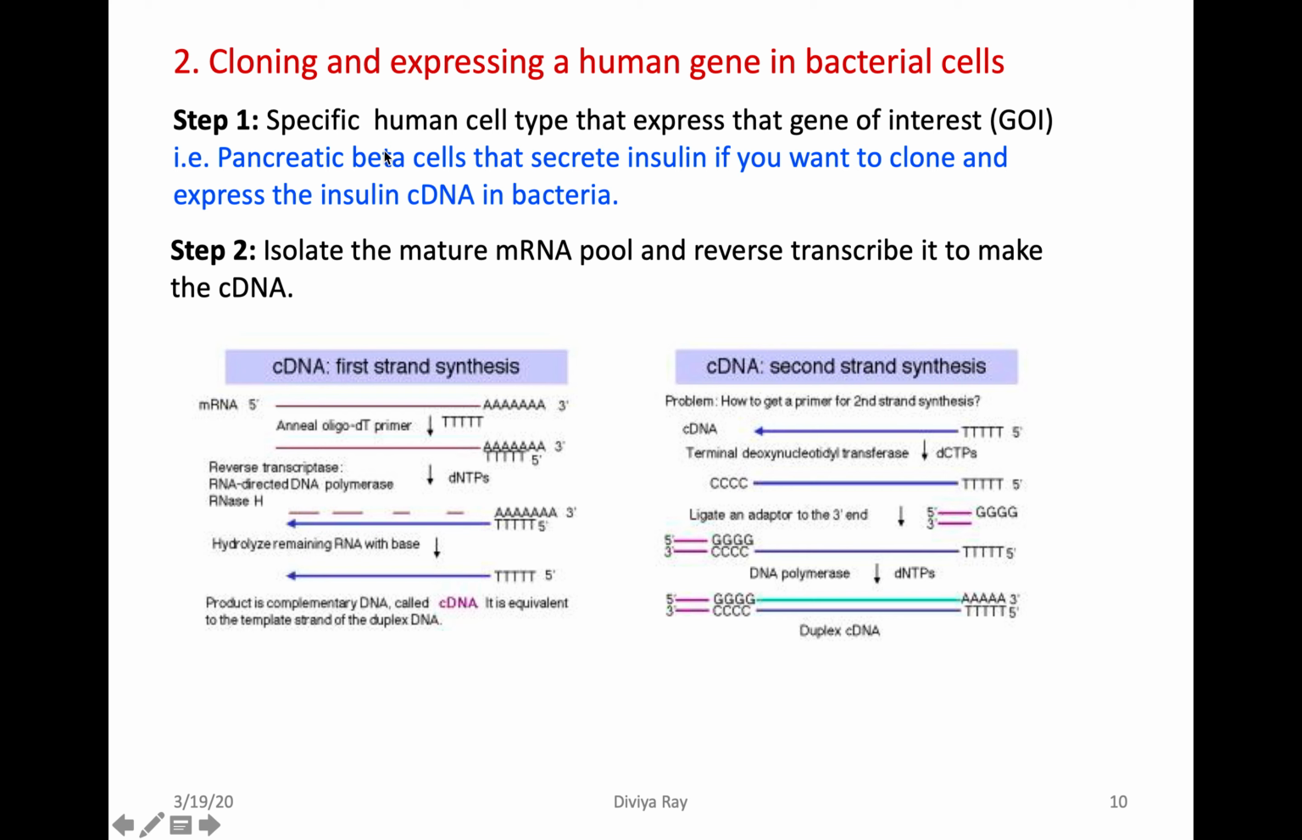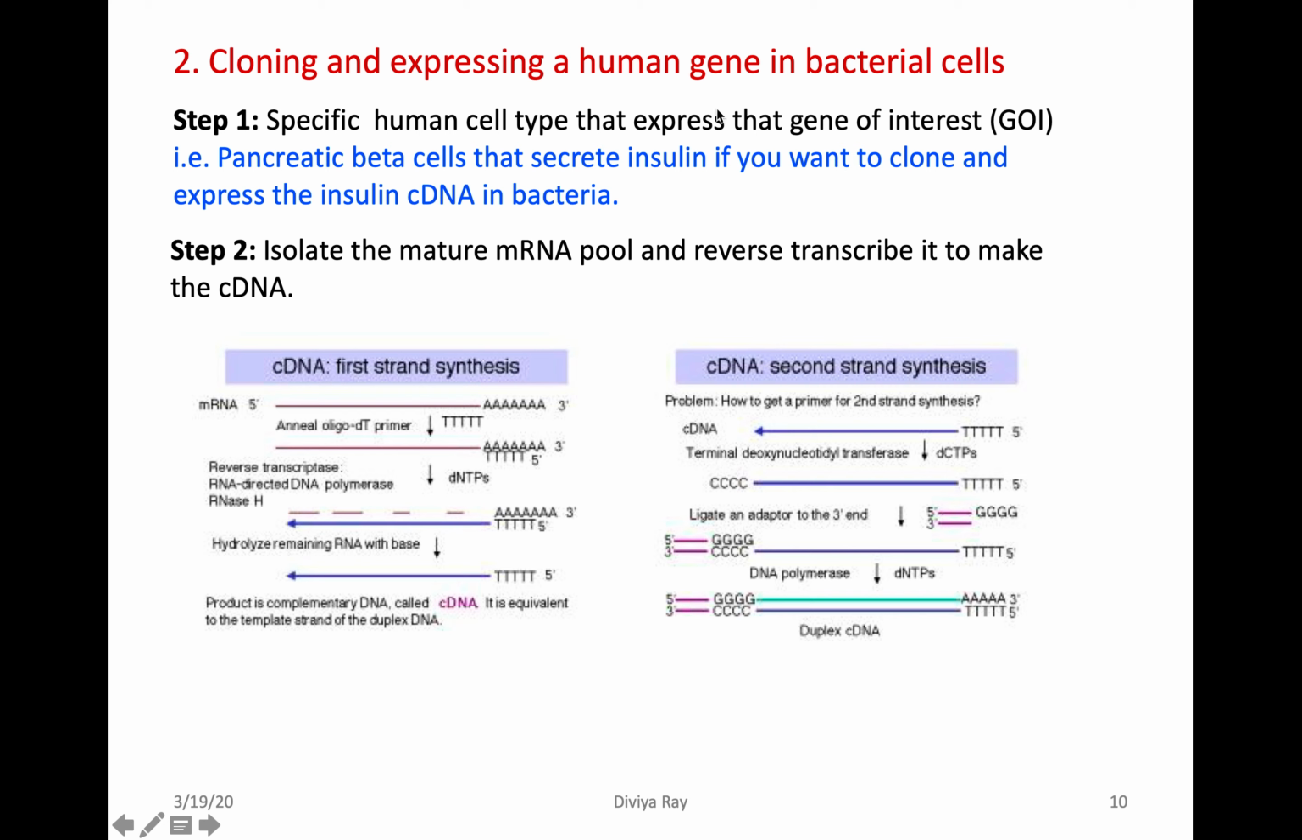Secondly, you should not be cloning the whole gene, but as I said, you should be starting with the mature mRNA. Because if you want to clone and express a human gene in bacteria, you need to remember the bacterial cells do not have the splicing machinery. So when you're looking at a gene, it has the introns and it has the exons. So if you are cloning a gene and are trying to express it in bacteria, the introns will not be spliced out. So you will not be getting the protein.